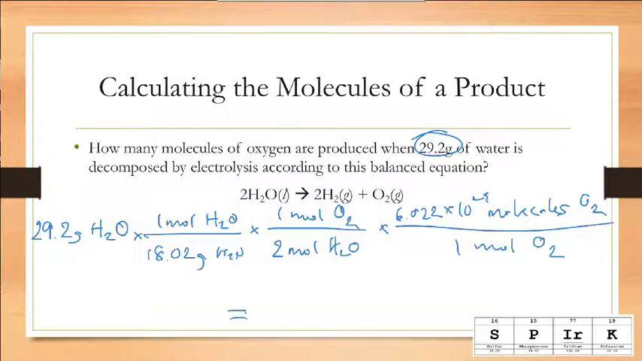We're going to have to write our answer down here. So we multiply that all through, and we are left with 4.88 times 10 to the 23 molecules of O2.